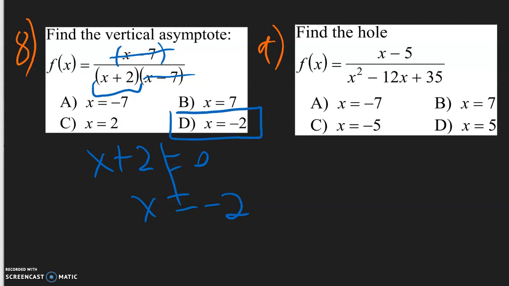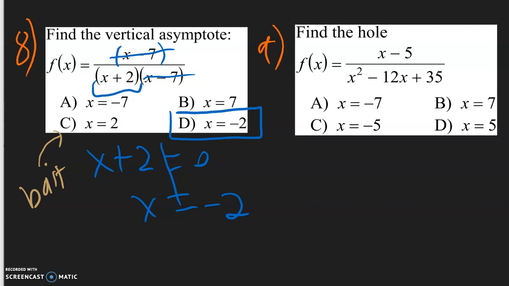Make sure you actually write this out and set it equal to 0, then solve it. Because if you don't, you will accidentally pick letter C, which is the bait answer choice. And I will put that bait on the test for students who don't want to write it out.